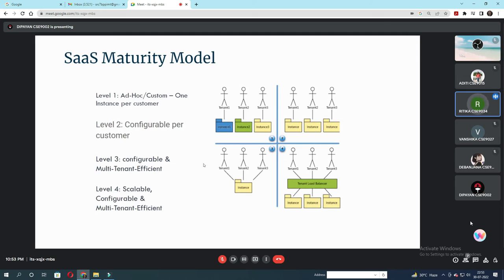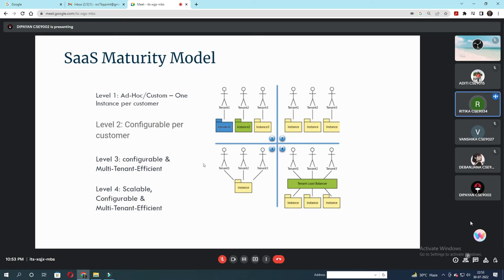At this level of the SaaS maturity model, the only way to support multiple customers, or basically tenants, is to provide each of them a separate copy of the software. The provided copies can be customized by writing custom code, and each customer is required to run a different instance of the software. As such, no economies of scale can be harnessed through this.